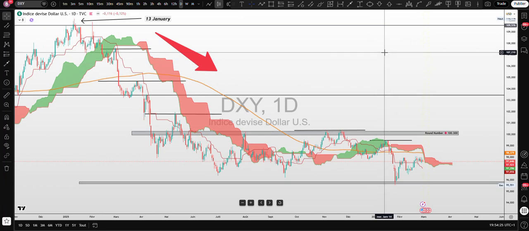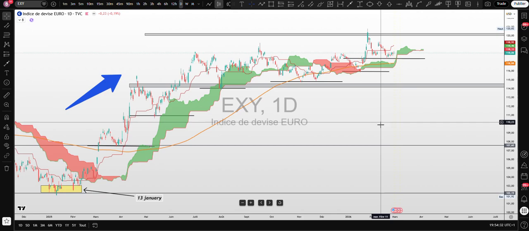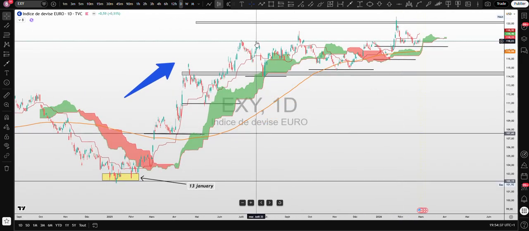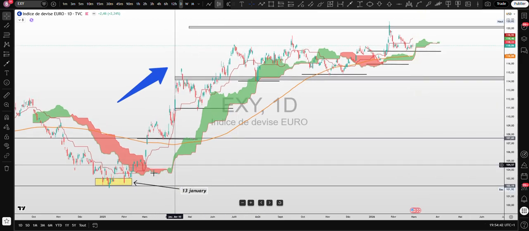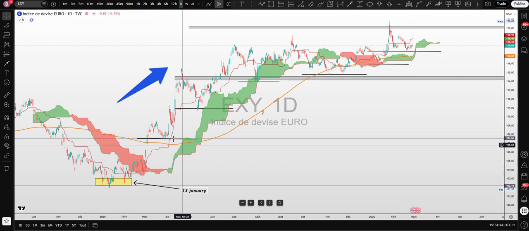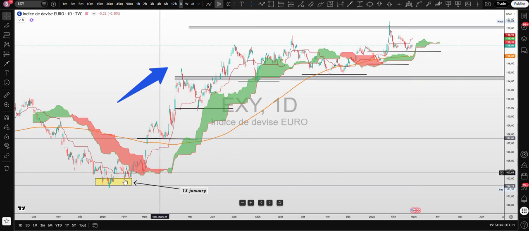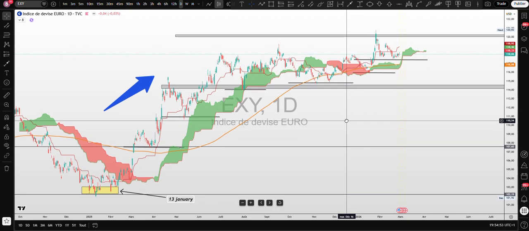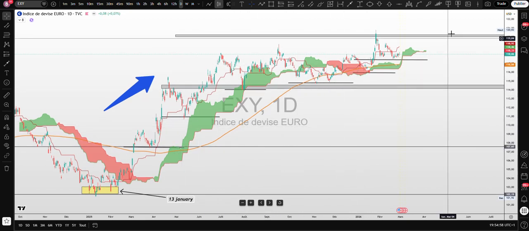Now let's proceed to EXY, which is the index for the euro currency. As we can clearly see on the chart, currently the euro index is on a significant upward trend, and as you can observe, the beginning of this bullish movement started on January 13th. Here we clearly see increasingly higher lows and increasingly higher highs, so this aligns with Dow theory, followed by a consolidation phase. The 150 period moving average is tracking the price, and it consistently remains below the price.